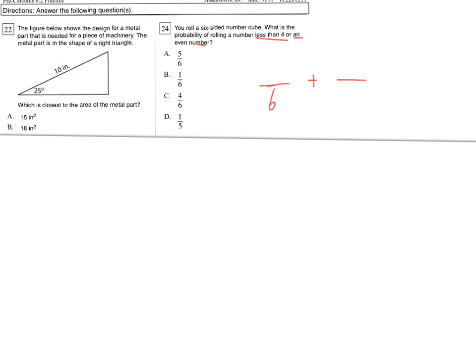So rolling a number less than 4, well, that's 3 out of 6. And then rolling an even number is also 3 out of 6, because there's 1, 2, 3, 4, 5, 6. However, on this one, there is some overlap here. There is one number that I counted twice. That number is 2. You can see that is less than 4, and it's an even number. So I counted it in both of those. So the way we fix that is just subtracting it back out.